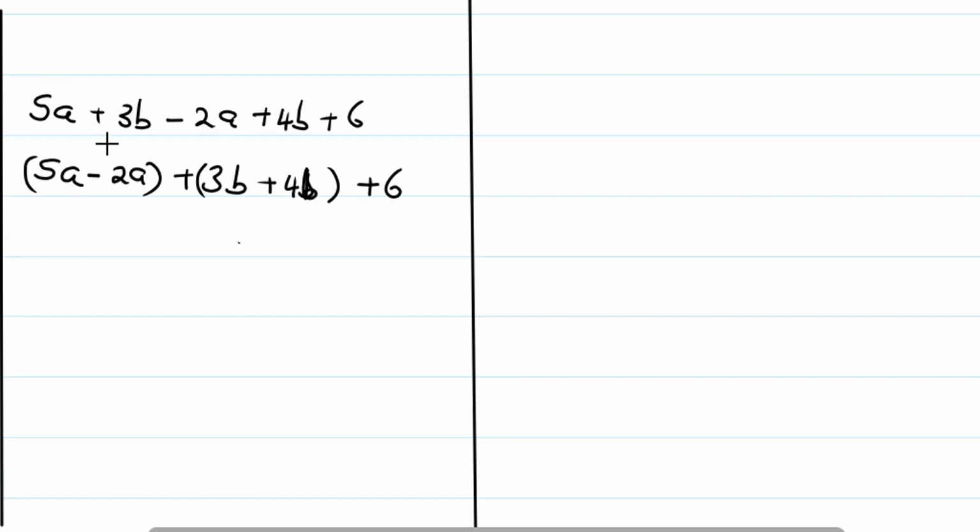Then from there, I can take 5y minus 2y, which is 3y, and then plus this 3b plus 4b will be 7b, and then plus this 6 here. And that becomes the answer to this question 3 here.